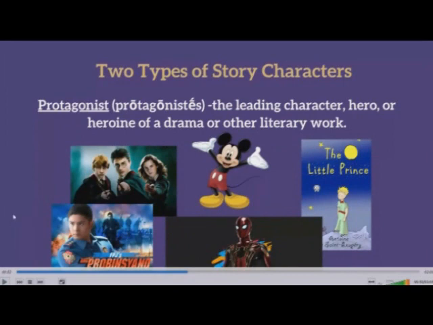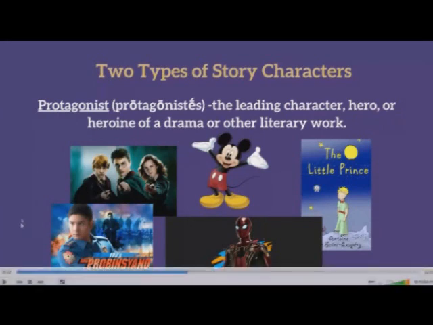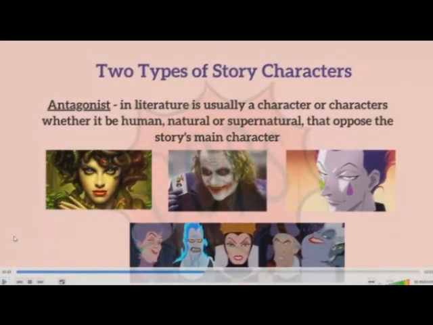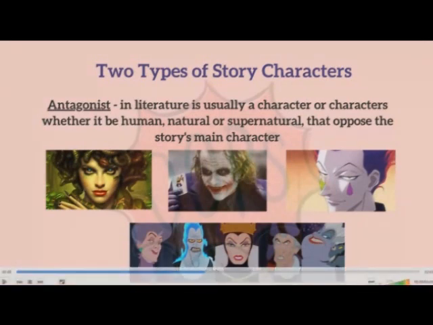So there are two types of story characters. One is protagonist, or protagonistes from the Greek word, the leading character, hero or heroine of a drama or other literary work. The second one is antagonist. In literature, it is usually a character or characters, whether it be human, natural, or supernatural, that oppose the story's main character.